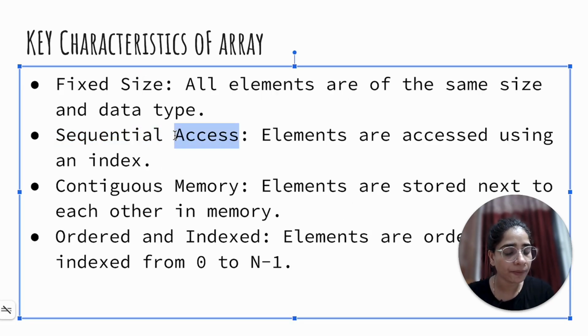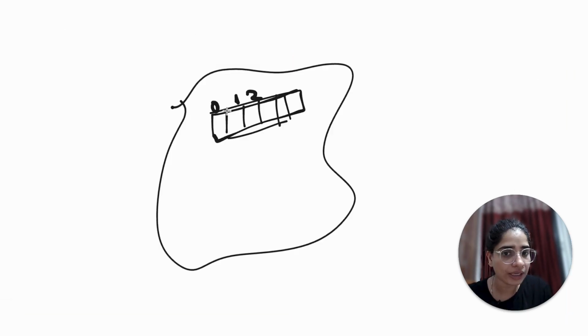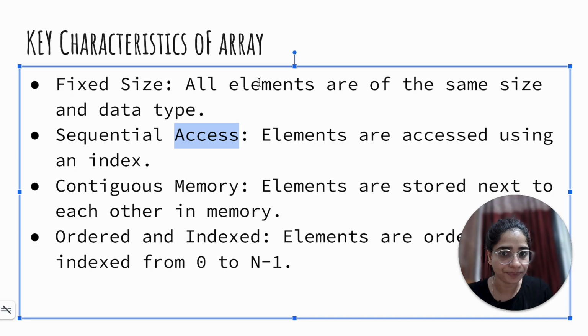Then there is sequential access. Sequential access means what? You have all the elements present at the indexes starting from 0 to n-1. All the elements are present sequentially, so all the elements can be accessed sequentially via the indexes.